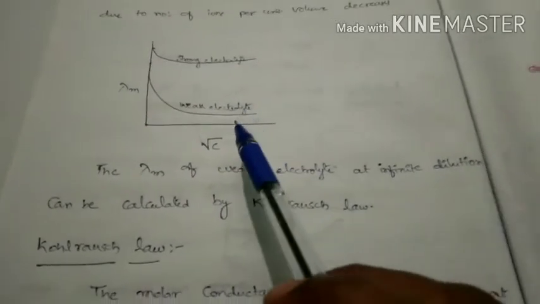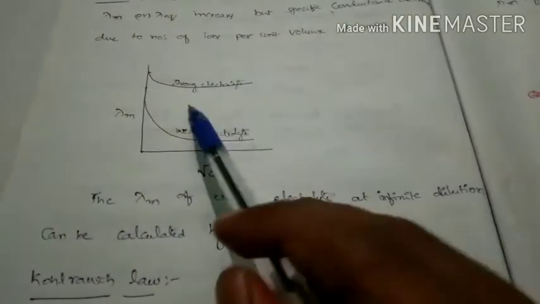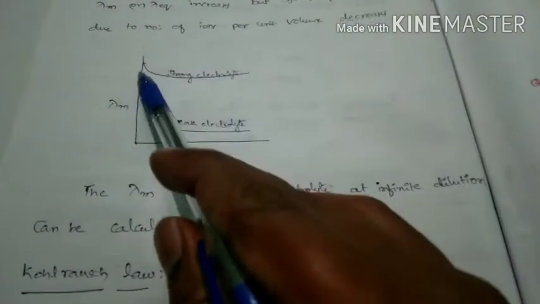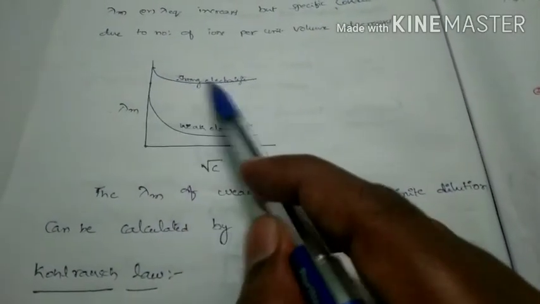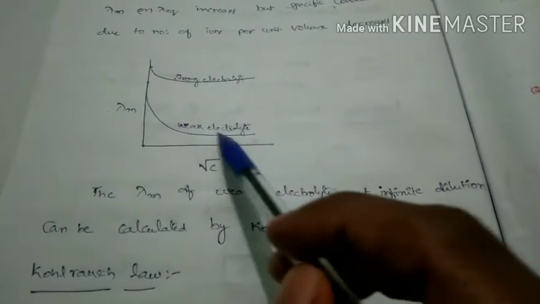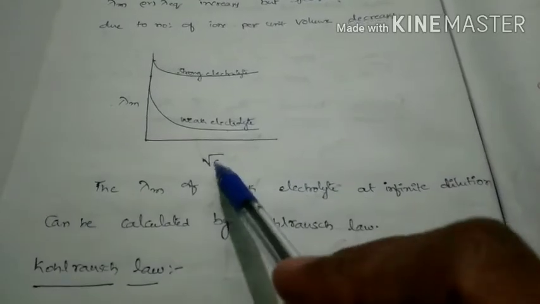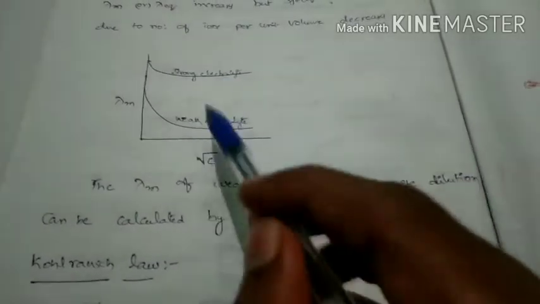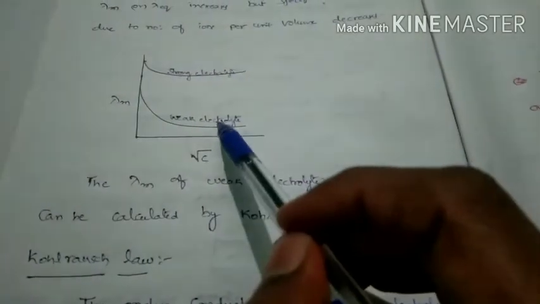Here one point is there: in the case of strong electrolytes, we get a graph like this. That means the line is like this, slightly decreasing. But in the case of a weak electrolyte, molar conductance or equivalent conductance decreases gradually with concentration. We should discuss why. Before that, we need to know what a strong electrolyte is and what a weak electrolyte is.